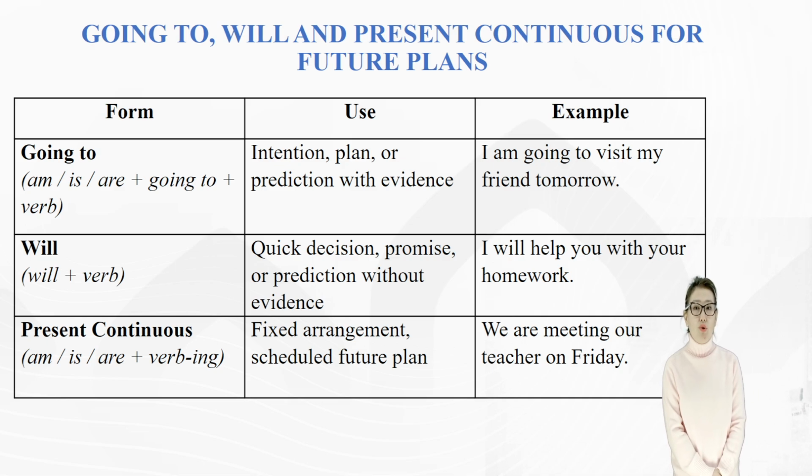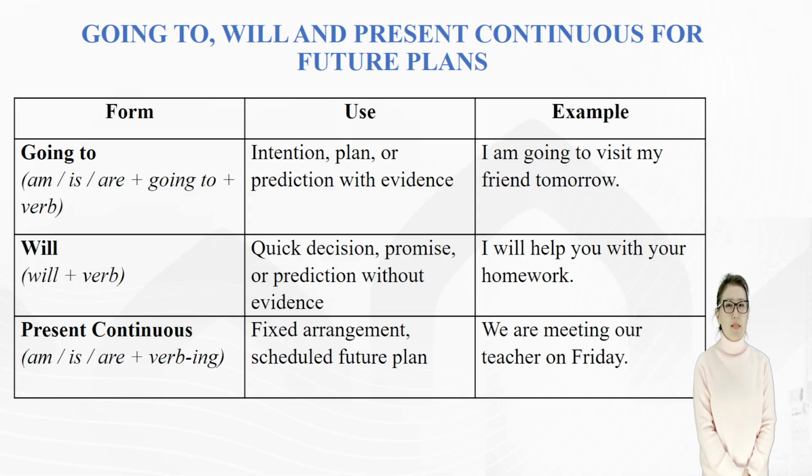The construction going to shows future intention or plan, used when we have already decided to do something. Example, I'm going to study English tonight. It shows intention or prediction with evidence. Will, future decision or promise. Used for quick decision, promise, or predictions without strong evidence. Example, I'll help you with your homework. Will shows a decision at the moment, a promise or general predictions.